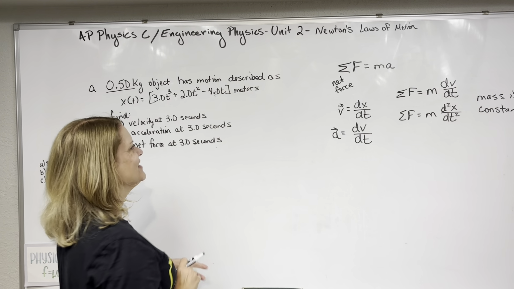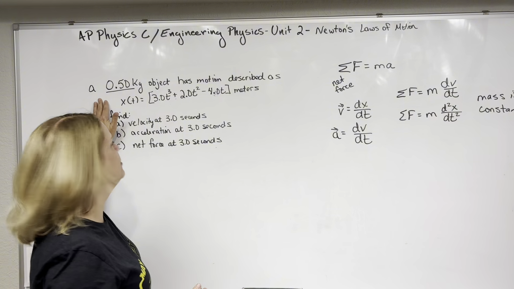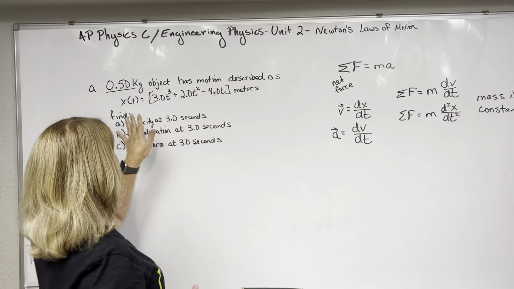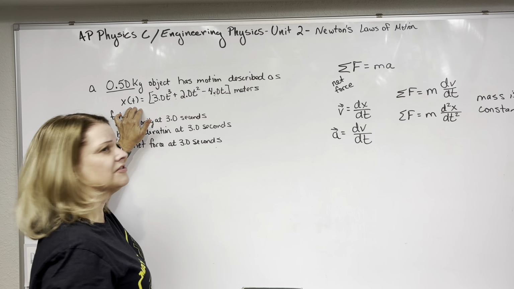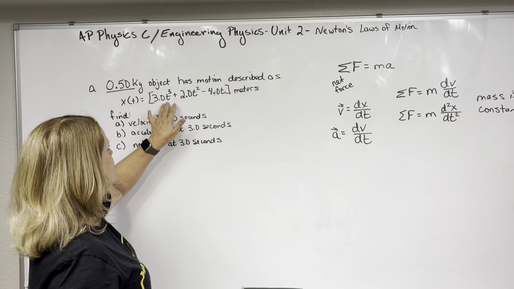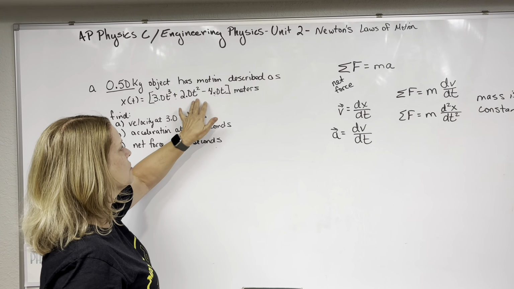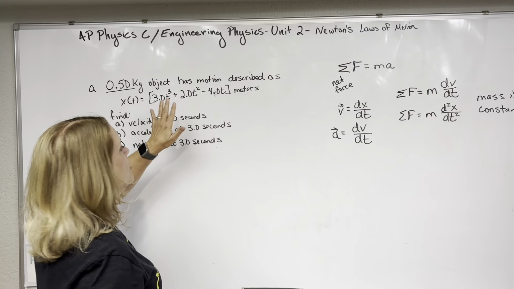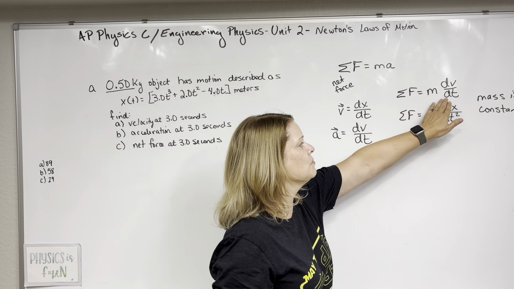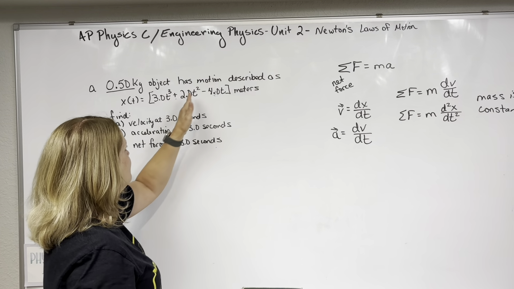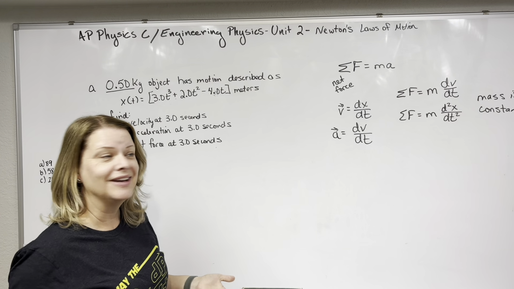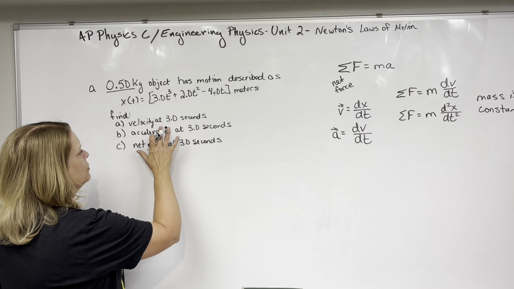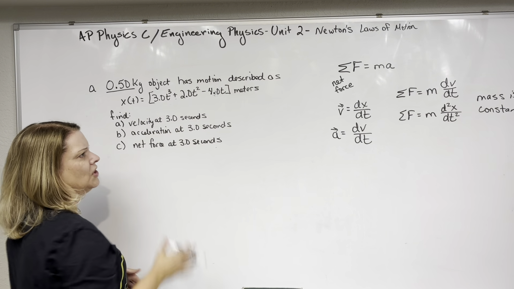So here we go. Let's get started. We have a problem here that says we have a 0.50 kilogram object that has motion described as this. The position as a function of time is 3.0 t cubed plus 2.0 t squared minus 4.0 t, and that of course is in meters. First of all, we're taking these derivatives with respect to time, so the time variable needs to be in our position equation as it is. So we're good there. We can take the derivative of that with respect to time. First thing they ask for is velocity at 3 seconds.